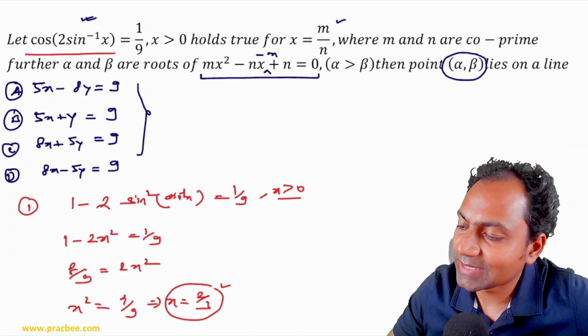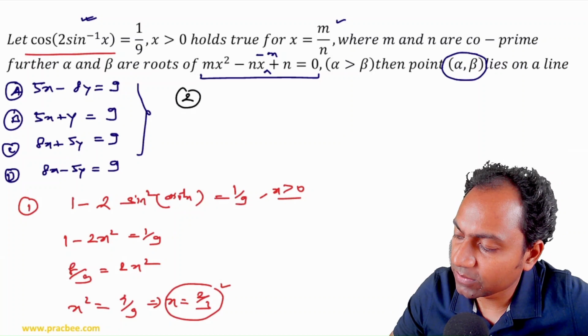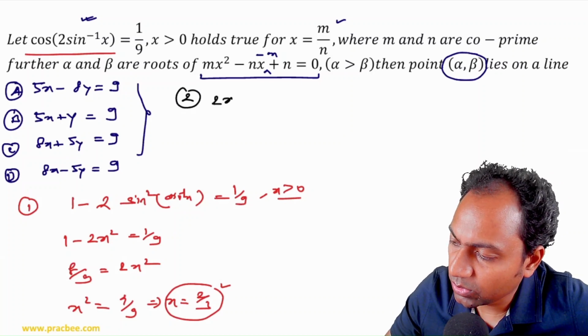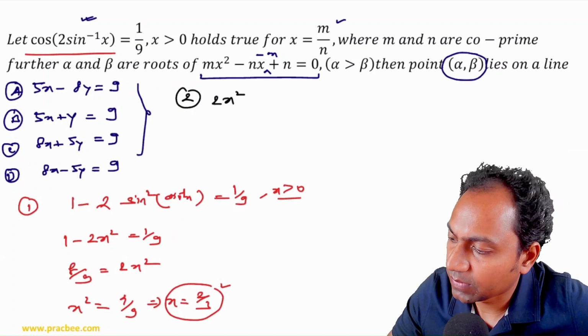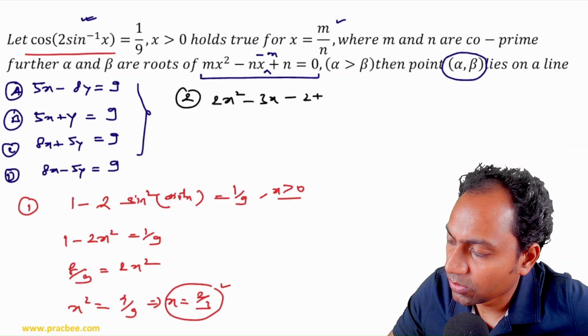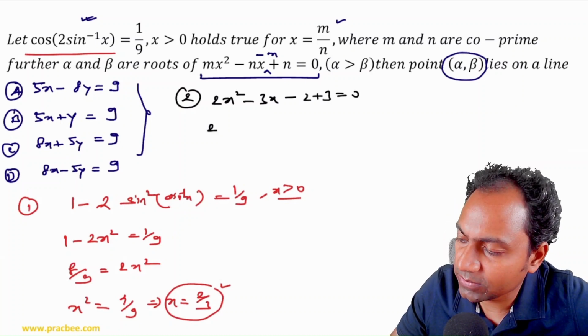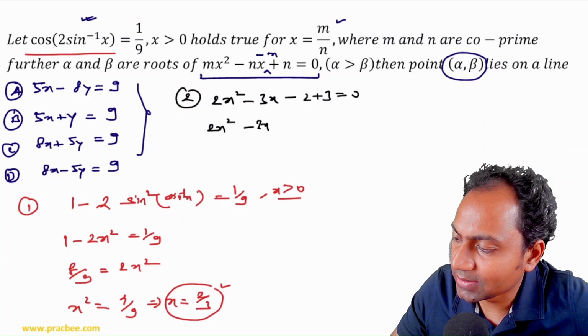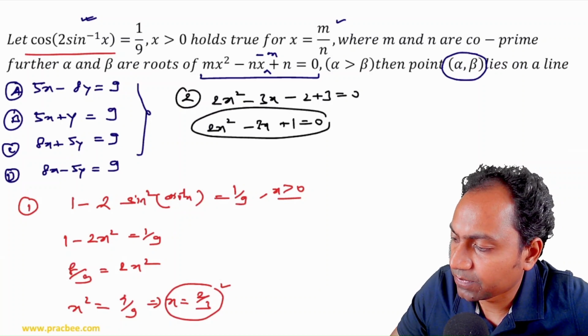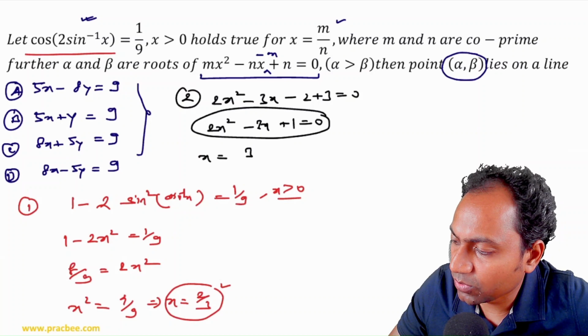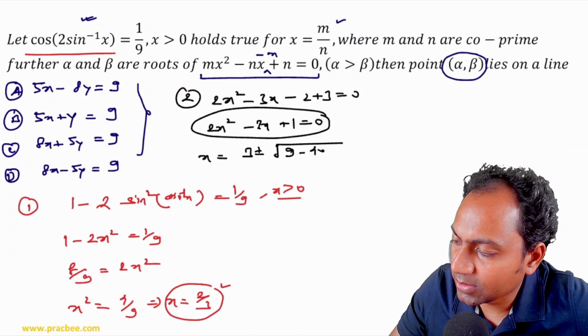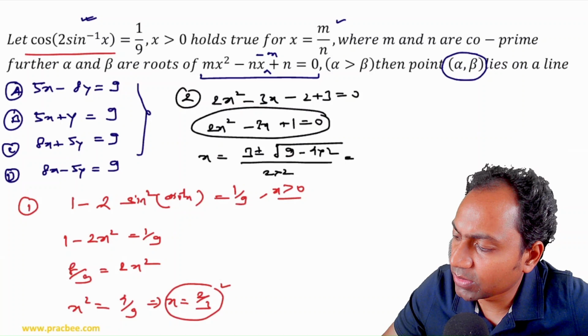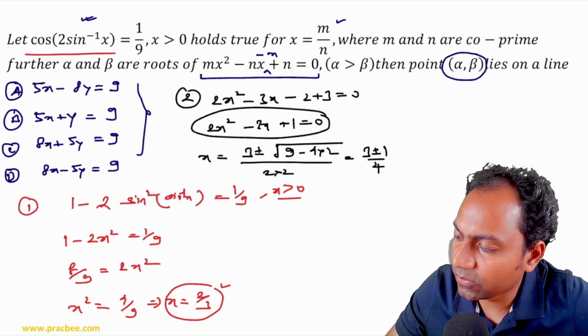Now in the second part, let us try and solve this quadratic equation. So this quadratic equation becomes 2x square, because the value of m is 2, minus 3x minus m, which would become minus 2 plus 3, is equal to 0. So the equation becomes nothing but 2x square minus 3x plus 1 equal to 0. So if I solve, the value of x comes out to be 3 plus minus root of b square minus 4ac by 2a. So it comes out to be nothing but 3 plus minus 1 by 4.